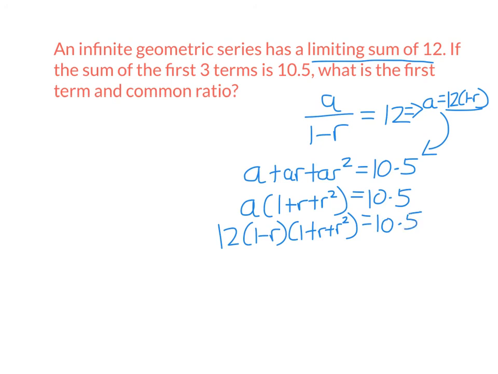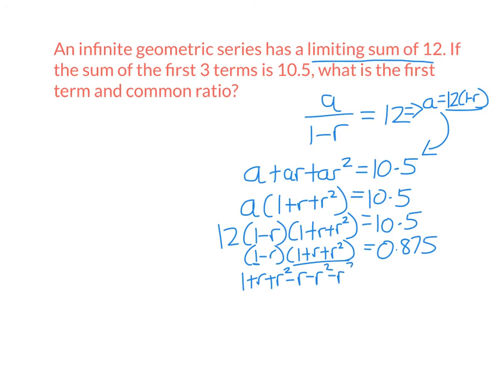So let's use this equation here to solve for what r is. So let's start by dividing each side by 12. So what we get is 1 minus r times this is equal to 10.5 divided by 12. Now what I can do is I can expand these brackets. So I'm going to times 1 by everything in the brackets. And then I'm going to times negative r by everything in the brackets.